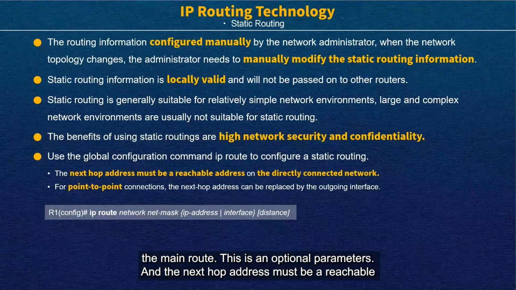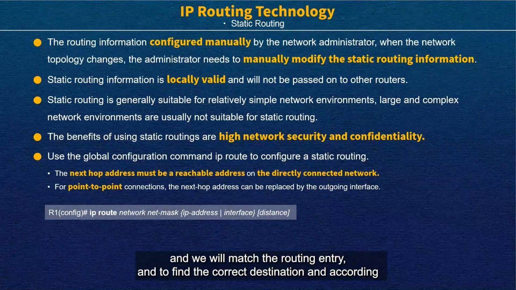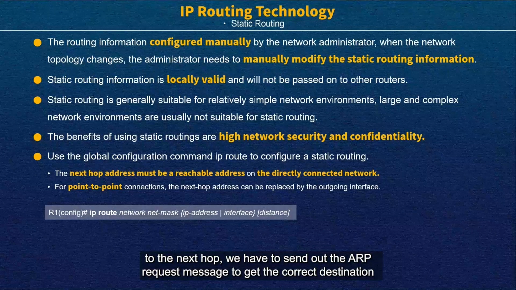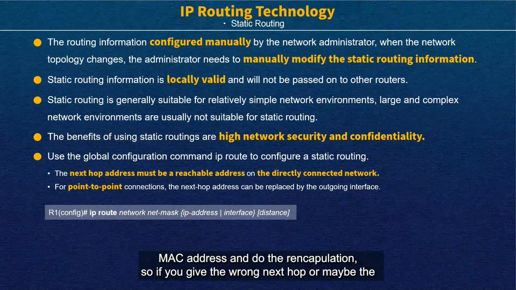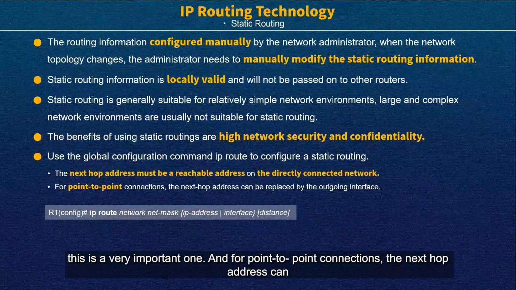And the next hop address must be a reachable address on a directly connected network, because when we send out the message, we match the routing entry to find the correct destination, and according to the next hop we have to send out an ARP request message to get the correct destination MAC address and do the re-encapsulation. So if you give the wrong next hop, or the next hop address is unreachable, you cannot encapsulate the message successfully. So this is very important.